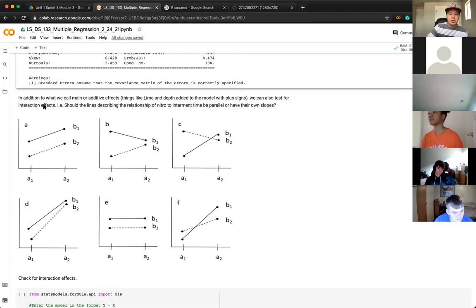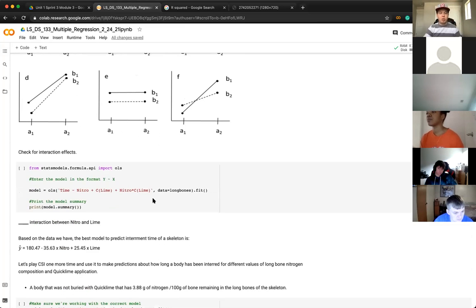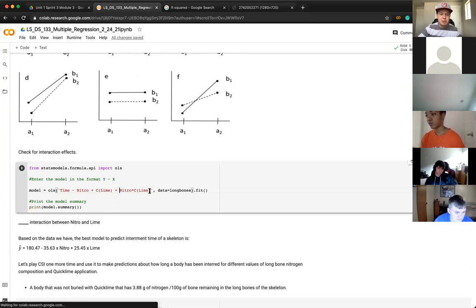We can also test for interaction effects. For example, should the lines describing the relationships of nitro to interment time be parallel, or should they each have their own slopes? And this will even allow them to cross if needs be. So the way that we will do this is we're essentially going to multiply two things together, nitro and Lyme. And I want you to think about, what does that mean? If I multiply them together, what does it really mean if these two things are interacting?